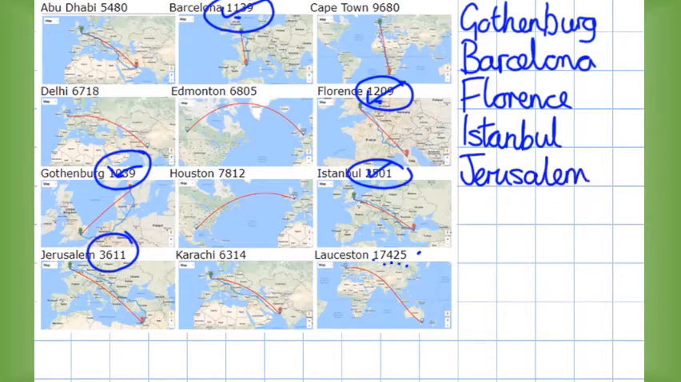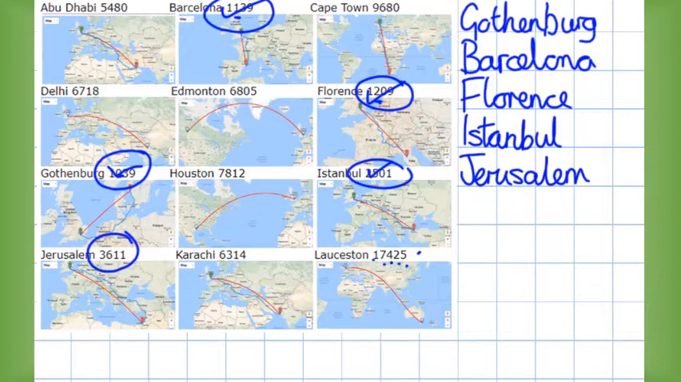Jerusalem. Don't forget, even though this is a numeracy lesson, we still have to follow the basics of literacy. And because they're proper nouns, they all need to have their capital letters, don't they? Jerusalem, that was a 3,000 kilometres. Now, have we got any that are 4,000 kilometres? We haven't got any 4,000 kilometres, so I don't need to worry about that.